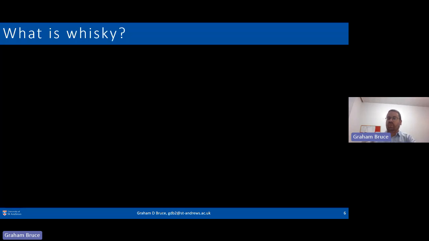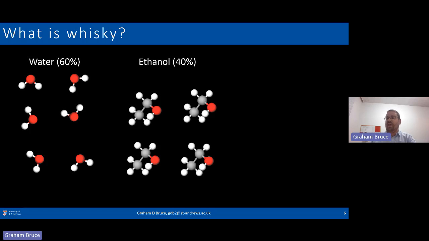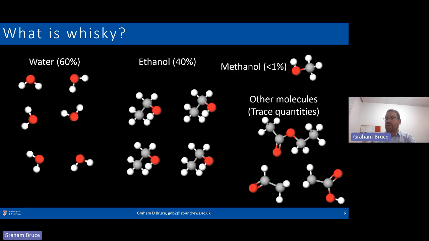So what we're going to do is we're going to use lasers to look at samples of whiskey and tell you whether they're genuine or whether they're fake. So first we need to know what is whiskey. Whiskey's a relatively complex mixture of molecules. We have water being the biggest component, 60%. The next biggest is ethanol at 40%. And then we have small levels of methanol, which is the one that's toxic that you definitely don't want, but it is always there in low concentrations, and other trace molecules that make up the color and the flavor and all the interesting properties of whiskey other than its alcohol content.